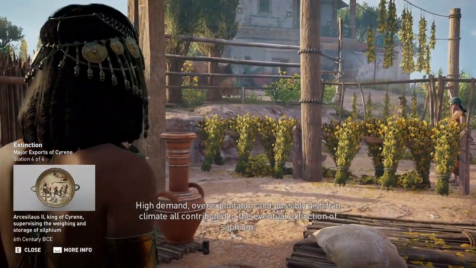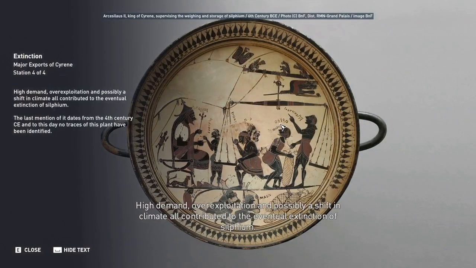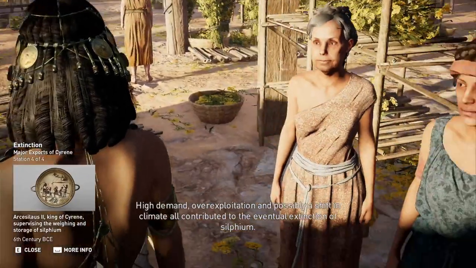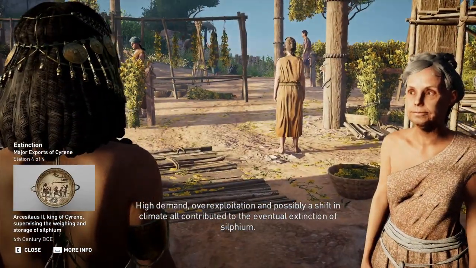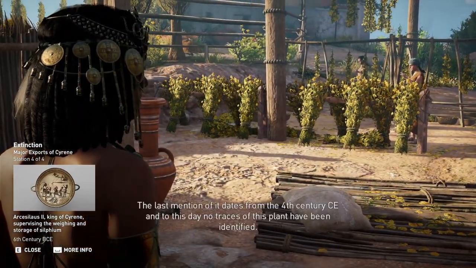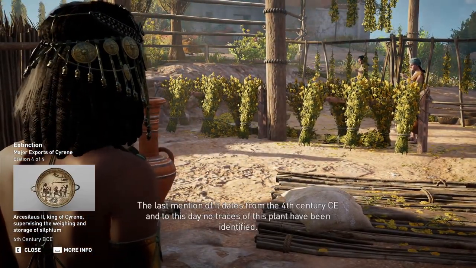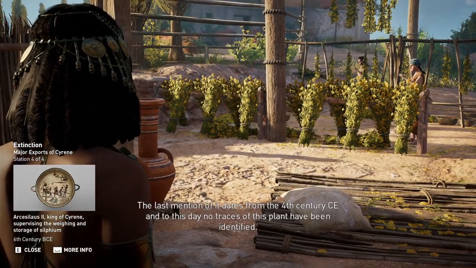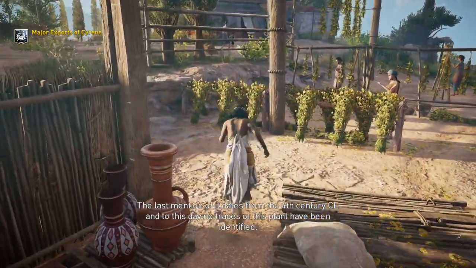High demand, over-exploitation, and possibly a shift in climate all contributed to the eventual extinction of silphium. The last mention of it dates from the 4th century CE, and to this day, no traces of this plant have been identified.